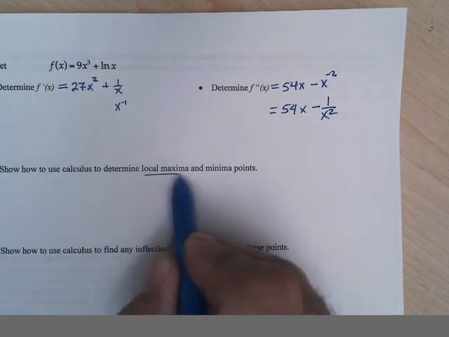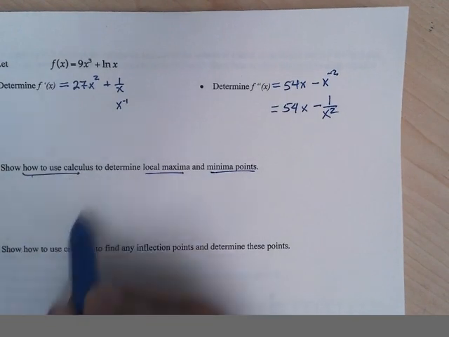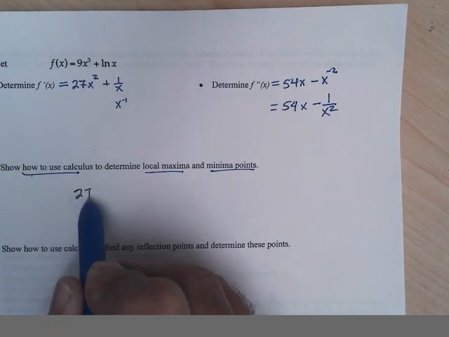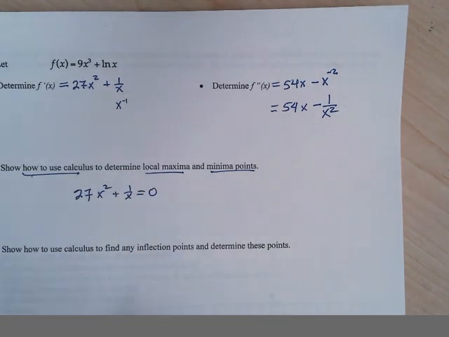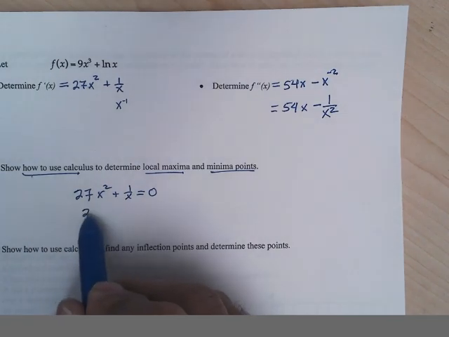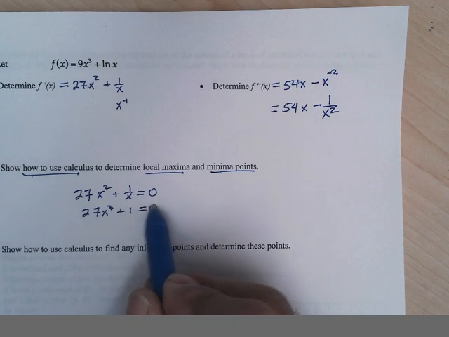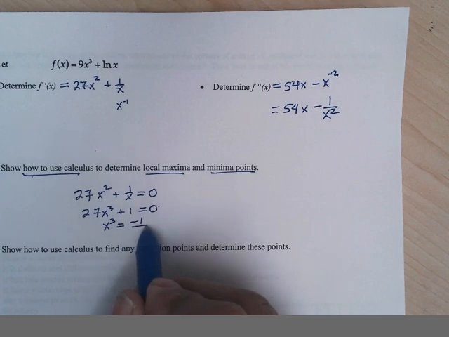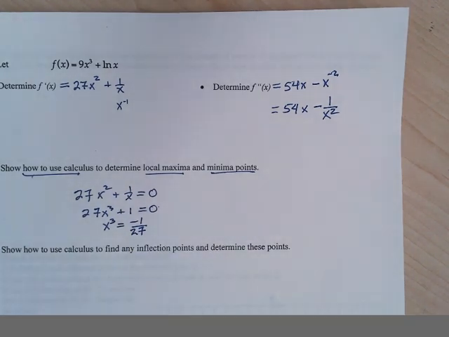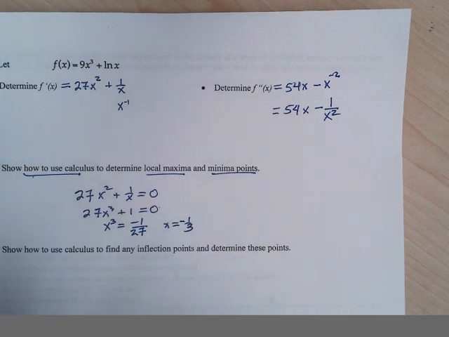Okay. So to find local max and local mins, we set the first derivative equal to 0. And I got to show how I'm going to do that. So I'm going to go 27x squared plus 1 over x equals 0. Multiply everything by x, and I get 27x cubed plus 1 equals 0. So x to the third equals minus 1 divided by 27. Taking the cube root, and there's only 1, it's x equals minus 1/3.